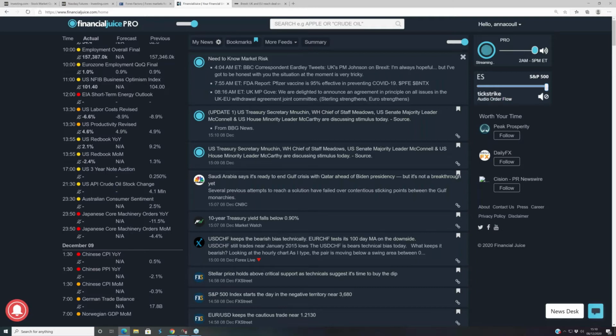What they've also got is a really nice feature up here with Financial Juice, something that's happened quite recently. They call it Need to Know Market Risk, and you've got the Pfizer vaccine, you've got the FDA. It sounds as though that's been approved now, and the other vaccines will probably be approved as well, which is what the market has been waiting for. But sometimes the price is what they call baked in. So we've known about Pfizer.